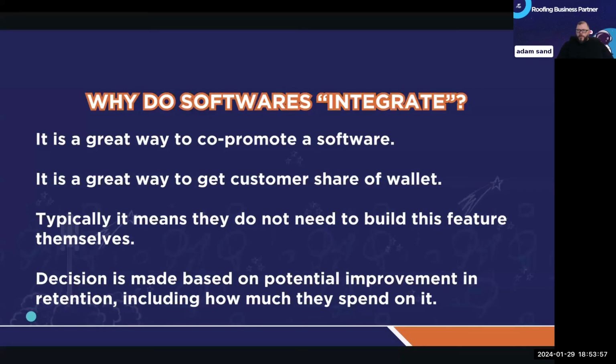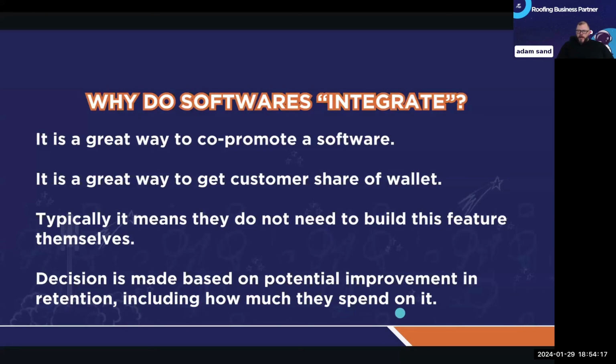But my opinion and generally the accepted opinion of others is that the CompanyCam tool is better than the AccuLinks photo tool, but AccuLinks made a business decision to build the feature themselves because they didn't want their customers to pay CompanyCam any money when they could get that money. So that decision is usually made on the potential improvement in retention, including how much they spend on it.